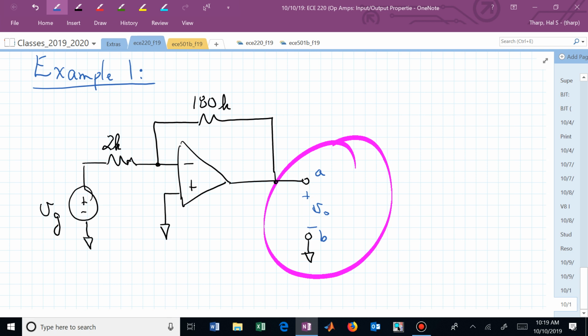And what thought process can we use? Again, I'm assuming this is an ideal op-amp. And that should just start awakening all of these different steps. What's the next step in your process? Feedback. Is there feedback? Yes, and it's negative feedback.